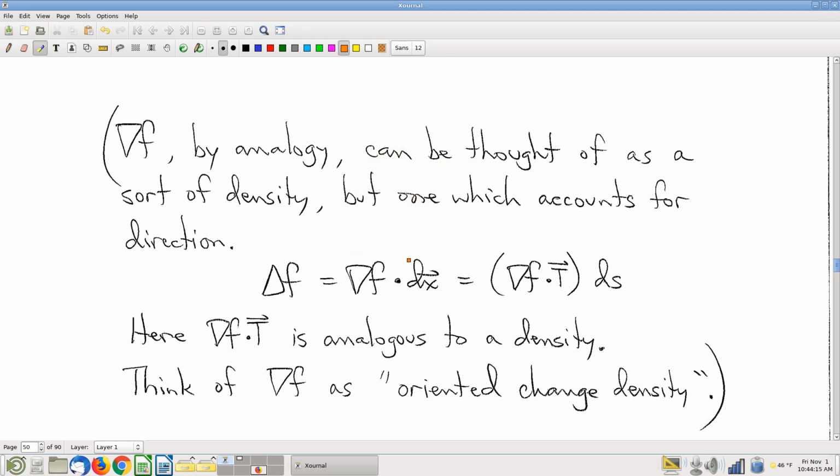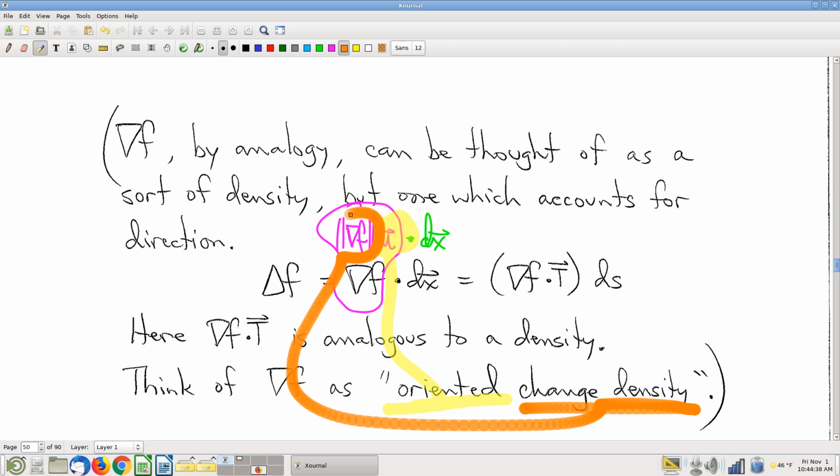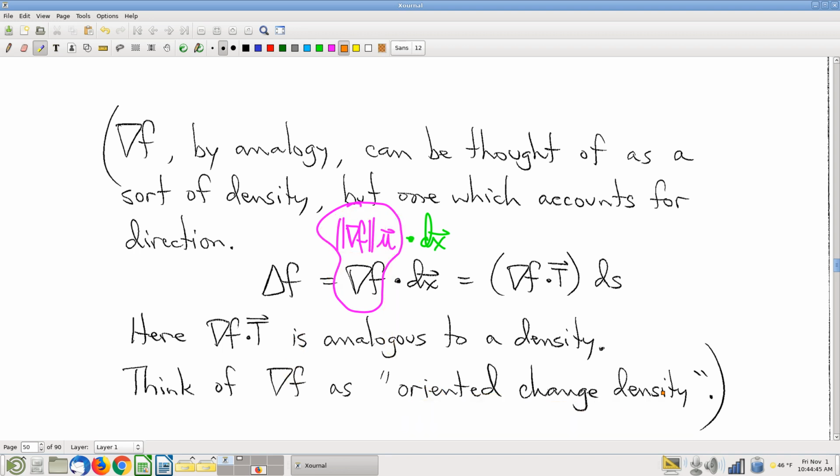But one way I like to think of it is you can think of the gradient as being sort of an oriented density. Oriented in the sense that there's a direction correction factor, right? But then in the optimal direction, that can be thought of as a density. We'll talk more about that later on. This idea of an oriented density is going to come up later in another theorem, so we'll talk about it more then.